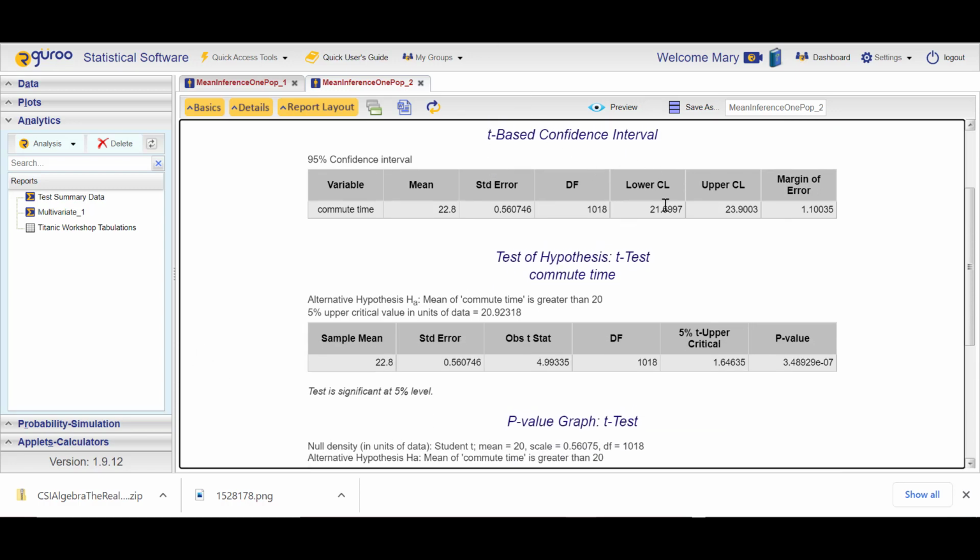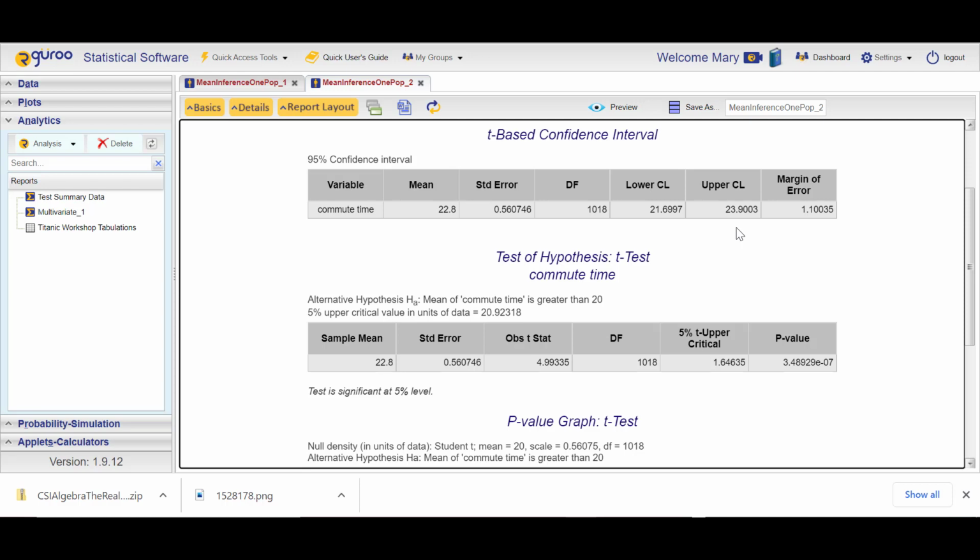All right, because I went ahead and clicked confidence interval, the confidence interval is right here. I'm going to write this down. We're saying the commute time is between 21.7 and 23.9. So the confidence interval is showing that it's greater than 20. So let's see what the hypothesis test shows.